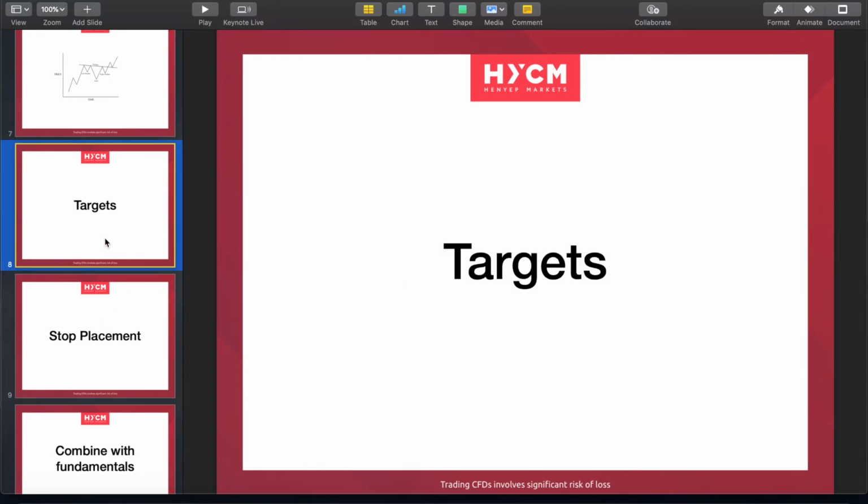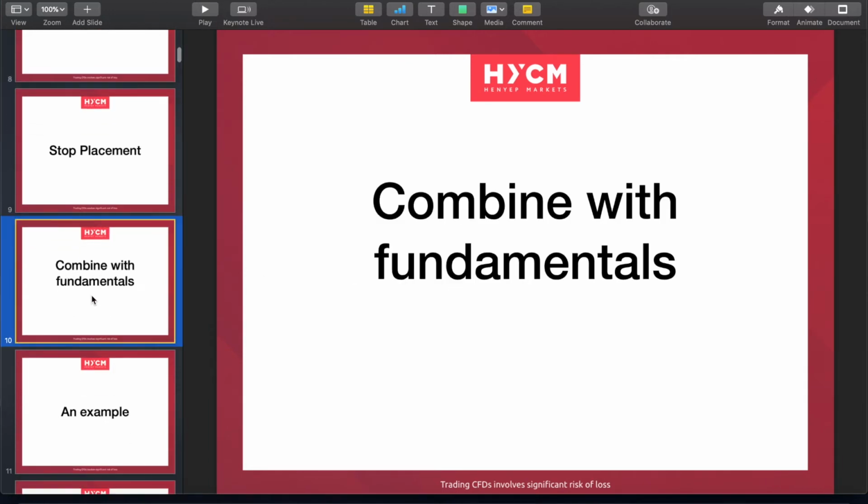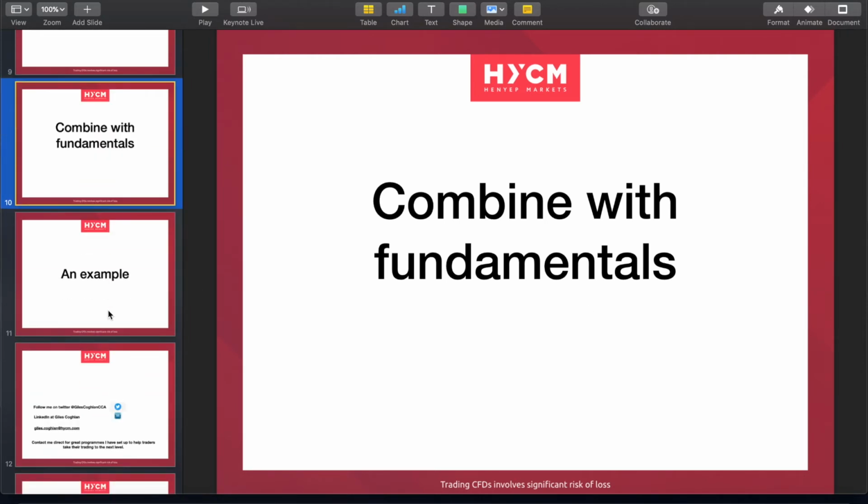Stop placement, the stop can be placed quite narrowly just below the neckline. So you could have it halfway between the shoulder and the neckline. You could have it behind the right shoulder. It really depends on the conviction that you have for the trade. But basically, once price comes back down to that neckline, you know that the pattern has been invalidated. Of course, you want to combine that with fundamentals so that you're not just trading it blindly.